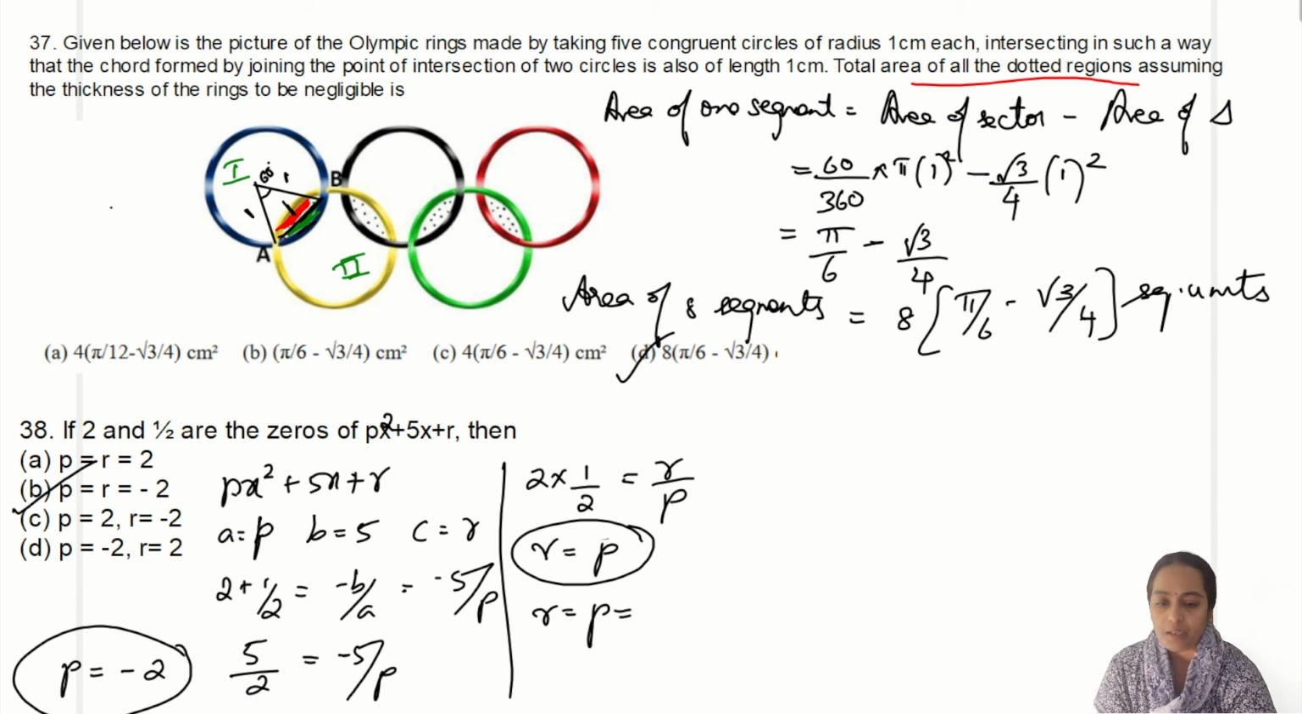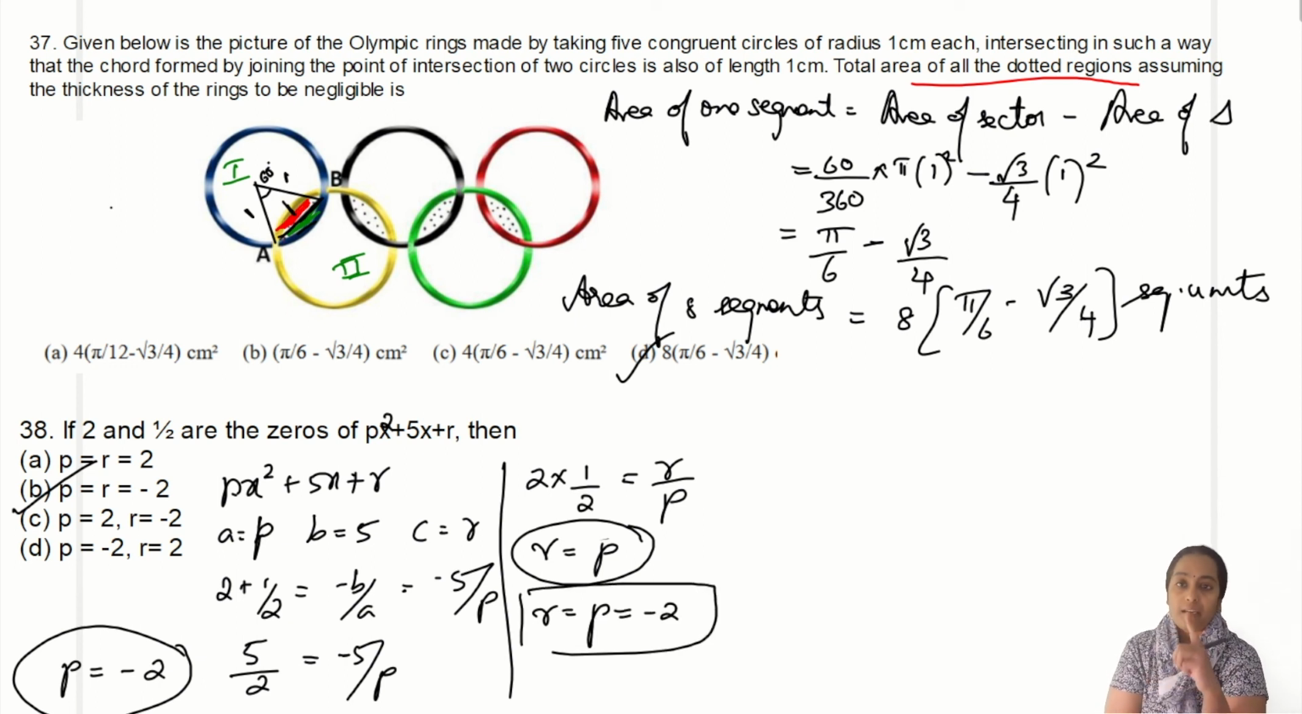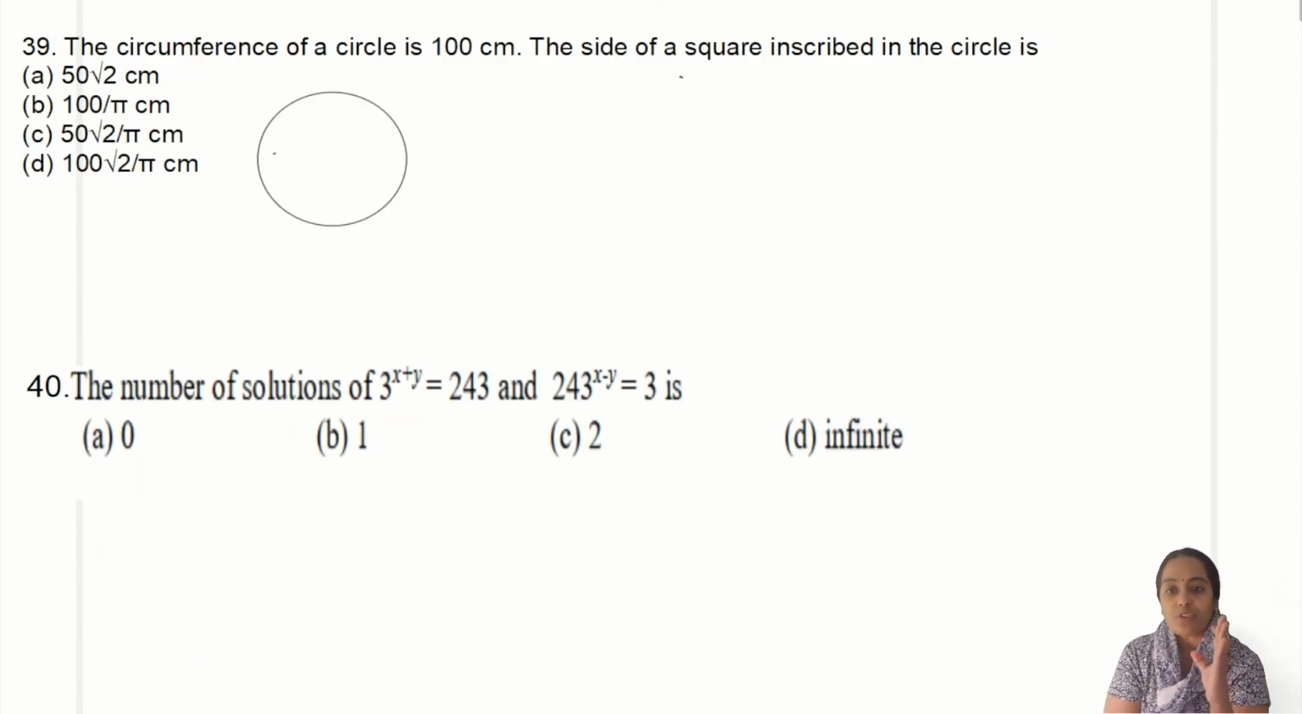R equals P equals minus 2, which is option B, is the correct answer there. So we are going to the next question. 39th question. The circumference of a circle is 100 centimeters. The side of the square inscribed in a circle. So let us inscribe a square inside the circle given.